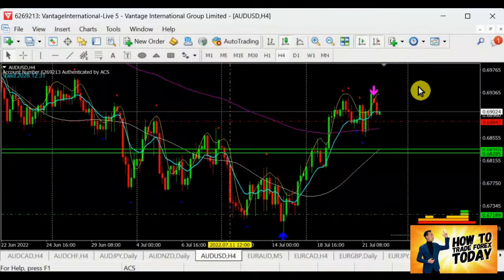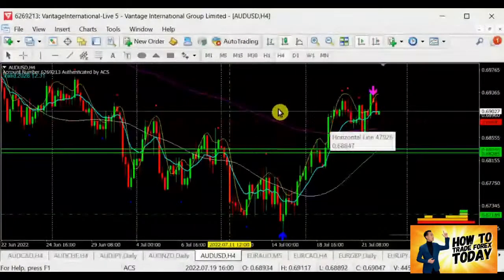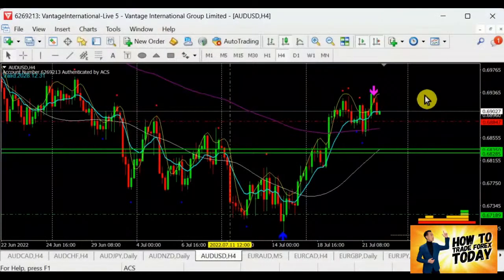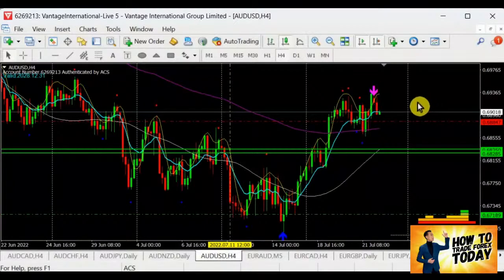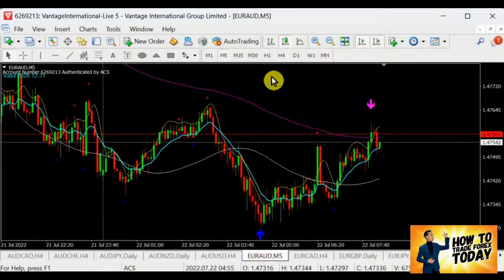So there may be a change of the trend because of the interest rate. Currently, as we can see, it is in the bull. So at this moment, I won't be selling Aussie dollar. But for buyers, you can take note to buy Aussie dollar. All right, so Euro Aussie.